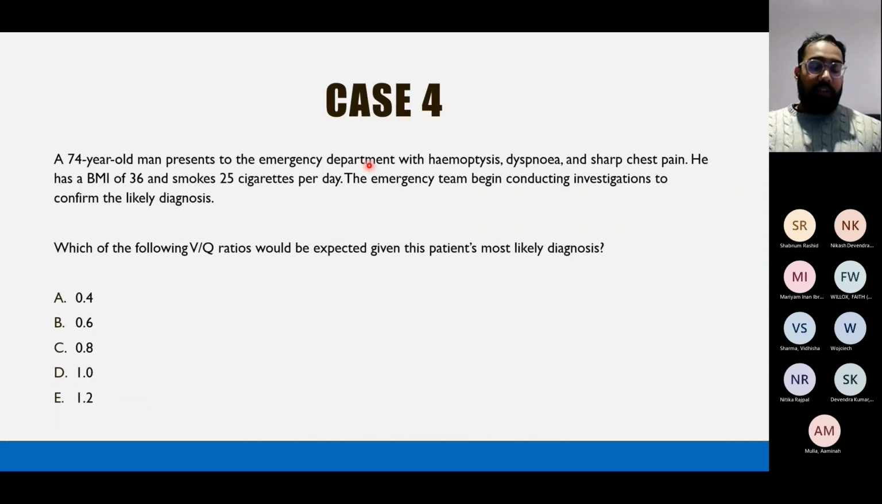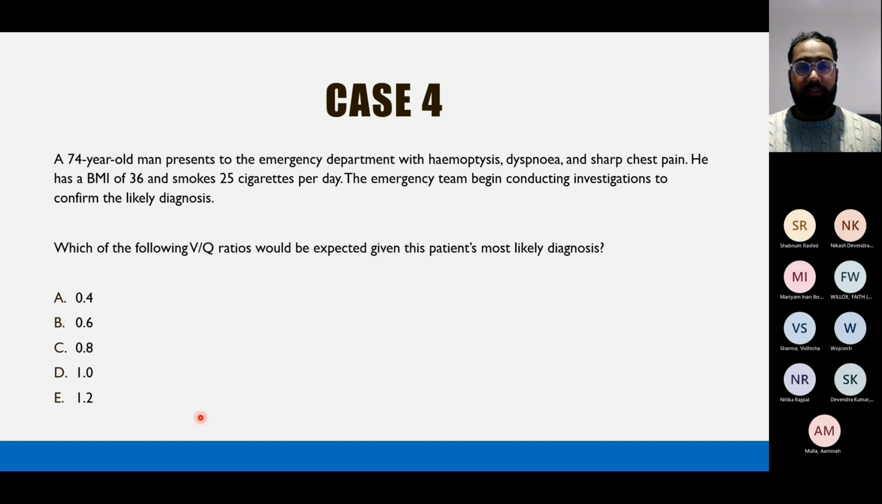Right. So we've got a 74-year-old man coming to ED with hemoptysis, shortness of breath, and sharp chest pain. Where have we heard this triad before? So he has a BMI of 36, which is very high, and he smokes 25 cigarettes a day. The emergency team immediately begin conducting investigations to see what's going on. As part of those investigations, they do a VQ scan. So which of the following VQ ratios would be most expected given this patient's diagnosis?